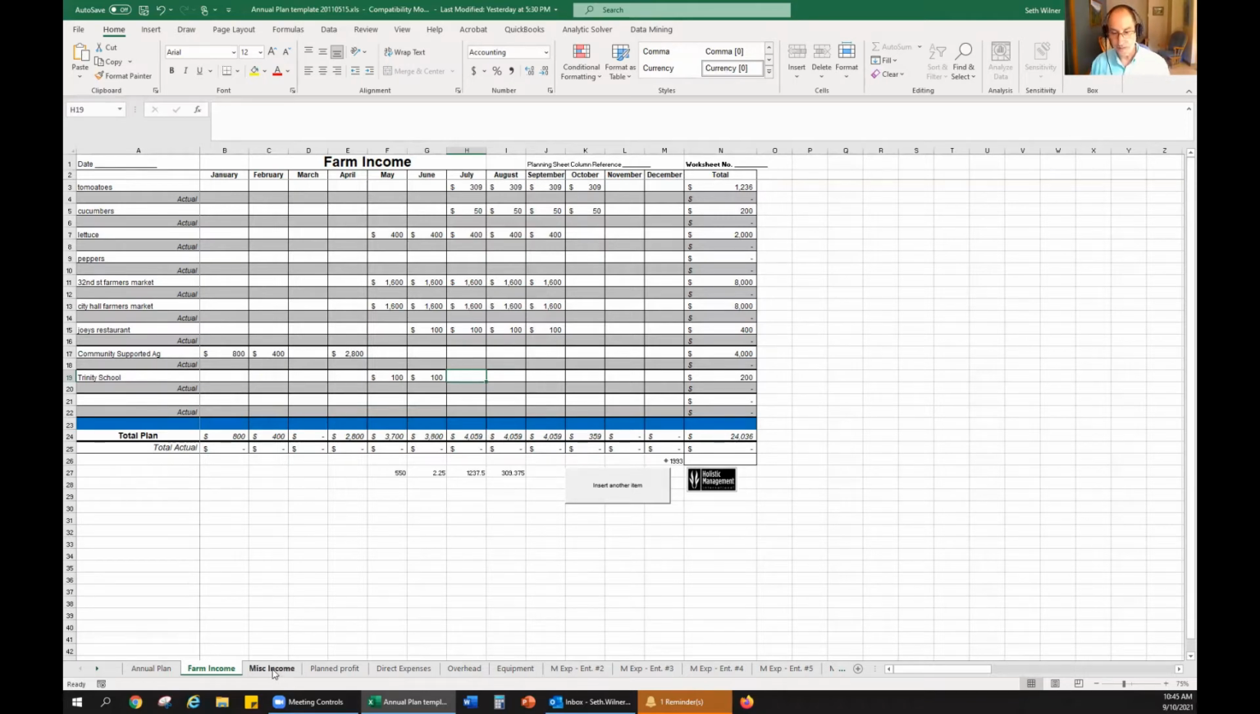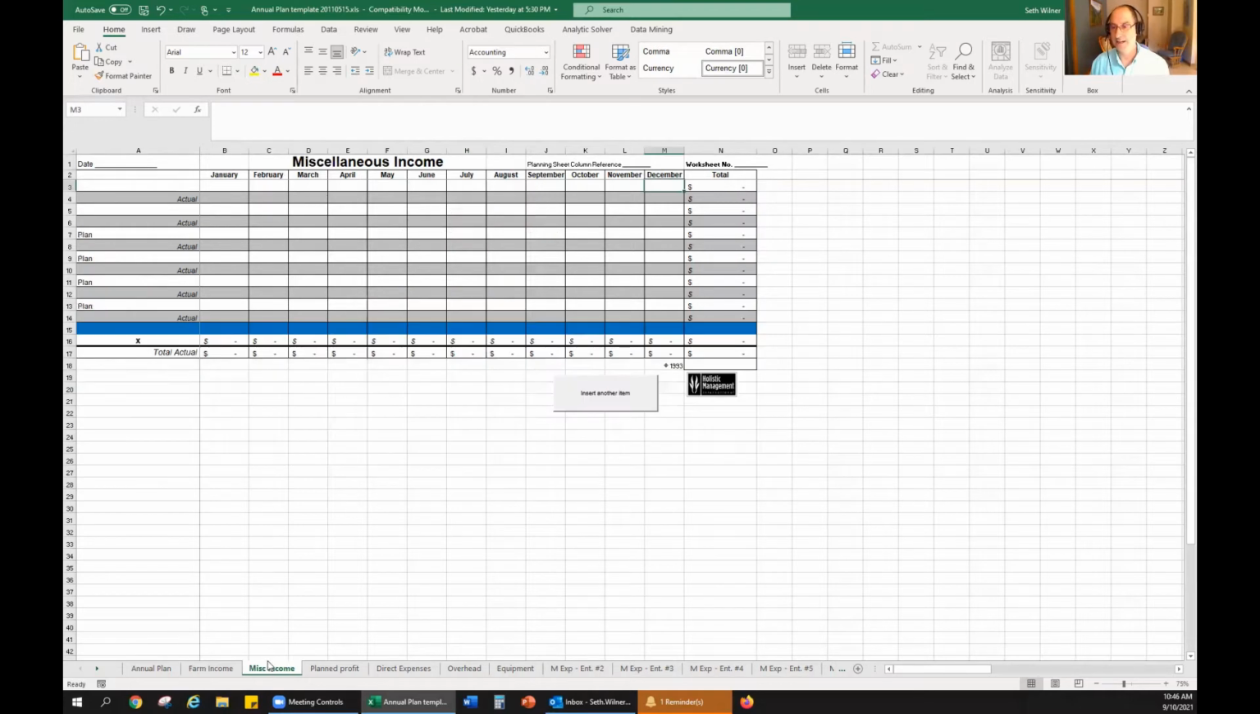Okay. So then we have this miscellaneous income. So again, this is income that the farm is not producing. It's coming from other sources. And so this could be spouse's office job. As we spoke about, this can be a point of conflict in relationships. So don't make any assumptions here, have the conversations.